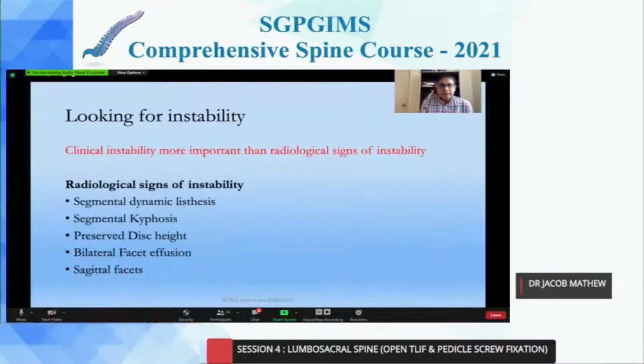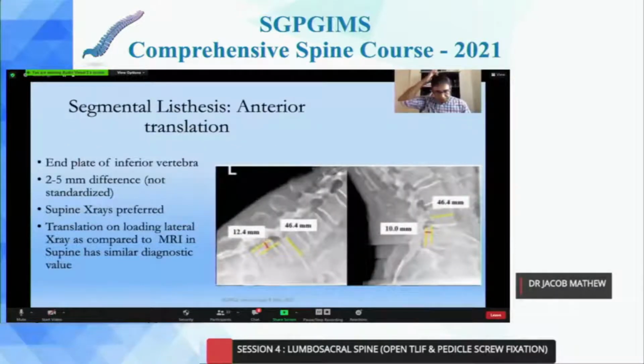What are the radiological signs of instability? The chief among them would be 5 signs, one of which is segmental dynamic listhesis, segmental kyphosis, when the disc height is preserved, there is bilateral facet effusion or sagittalization of facets. I will just deal with them one by one. So, segmental listhesis is relatively straightforward. This is what we generally look for.